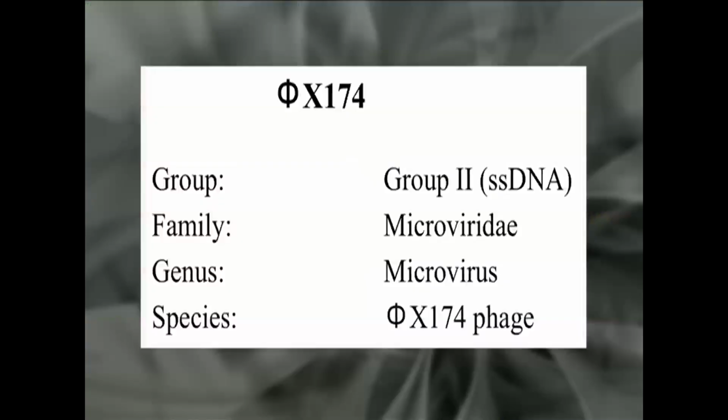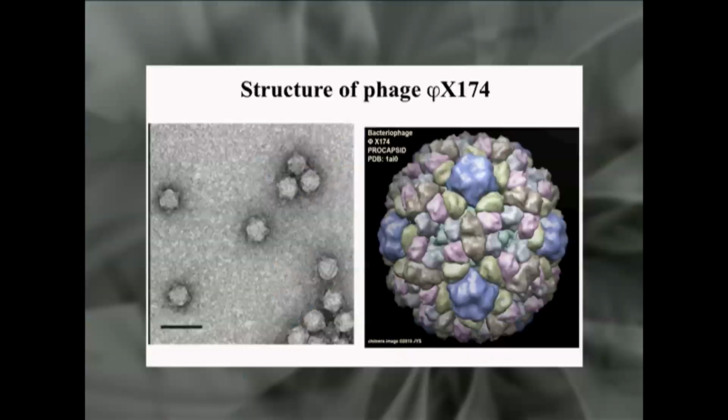It belongs to the family Microviridae and the genus is Microvirus. The ΦX174 virus looks like an icosahedron. That is why it has icosahedral symmetry. That means it has 5:3:2 fold rotational axes of symmetry.